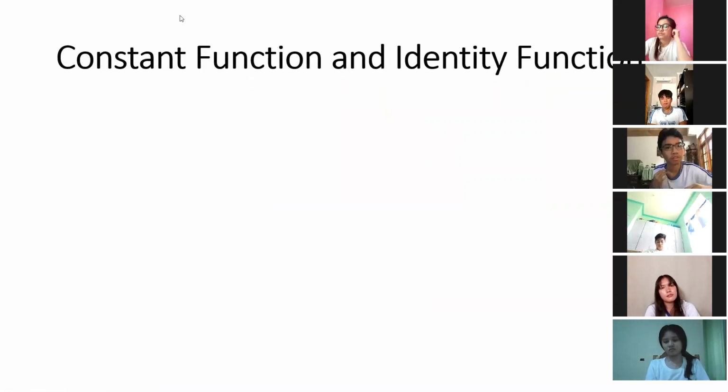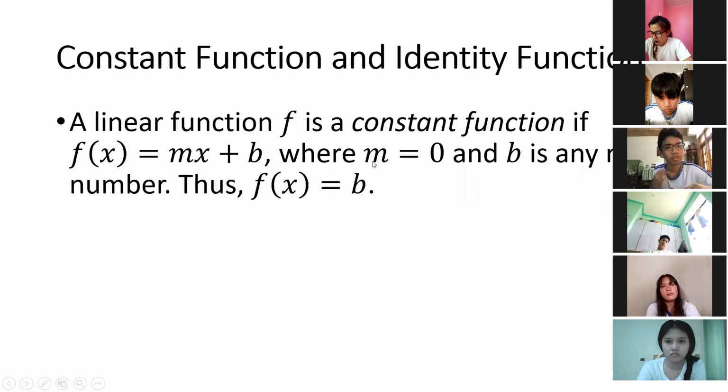Okay. So we have the constant function and the identity function. Looking back to the linear function, we have the formula y equals mx plus b, right? The constant function and the identity function are related to the linear function. It's just that when your slope is 0, that becomes a constant function. b is a constant without any variable. Thus, when the slope is 0, the function itself is a constant function.